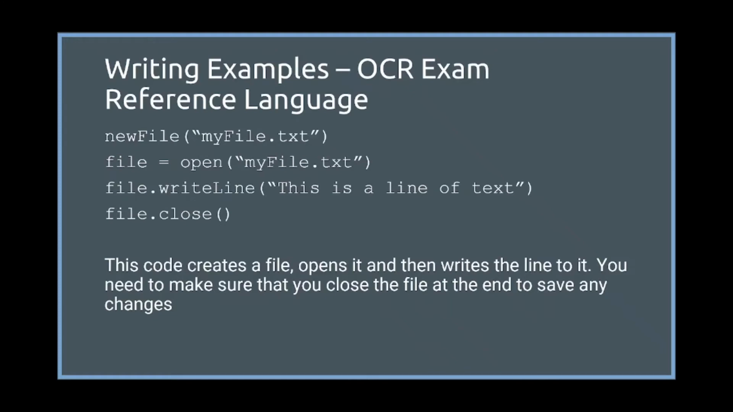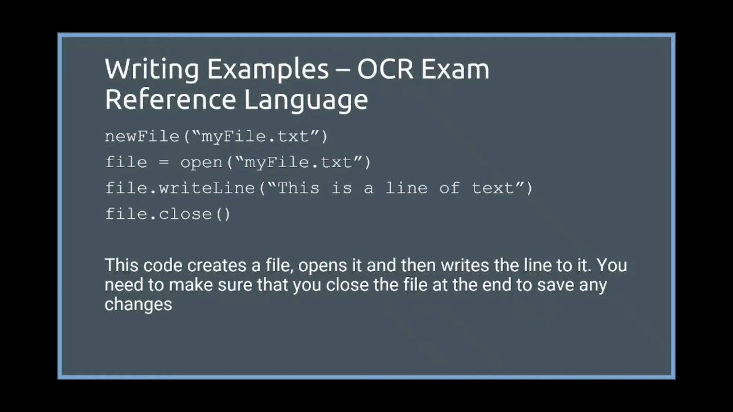Once that's been created, you then need to actually open it. And when you open it, you need to assign it to a variable so it can be manipulated. So you see I've got file equals open myfile.txt. From there, we can then choose what to do with it. Now, using pseudocode, that open function opens that file up for reading, writing, anything that you want to do with it.